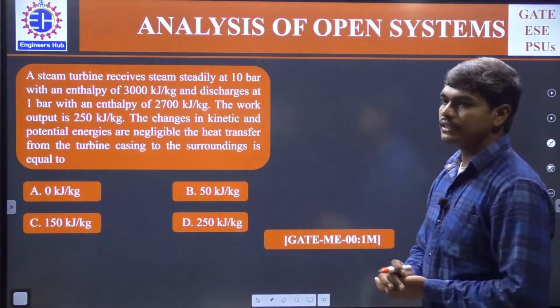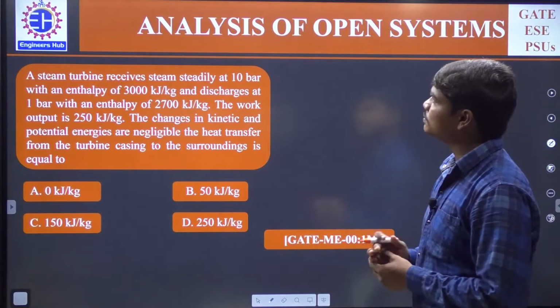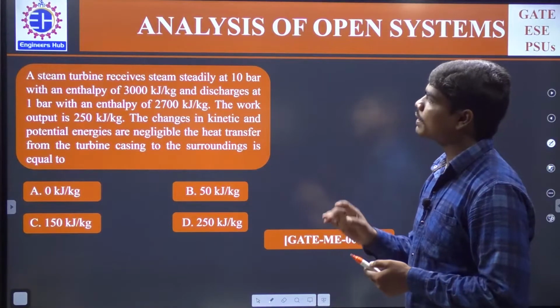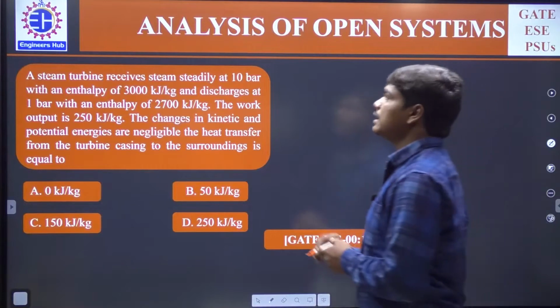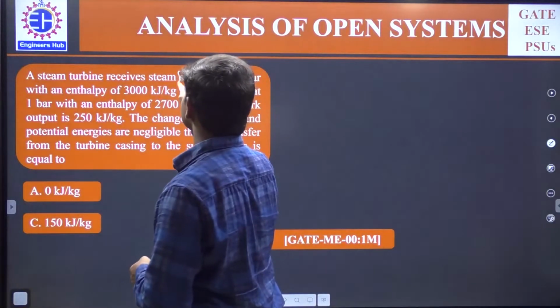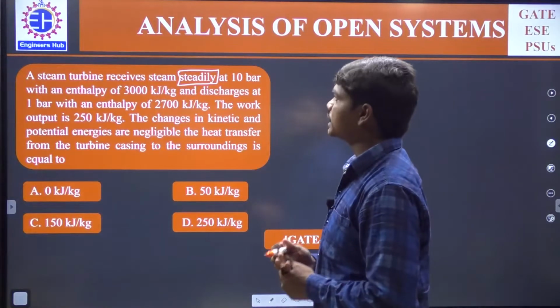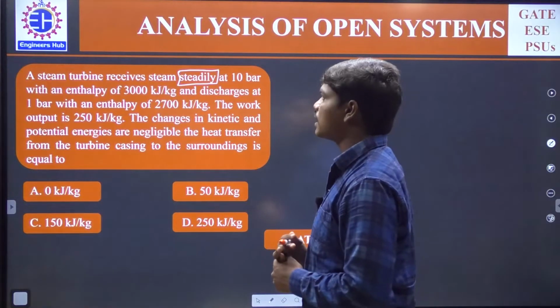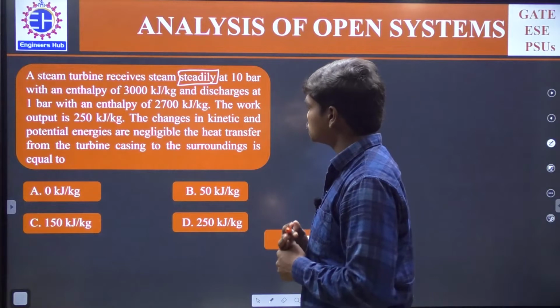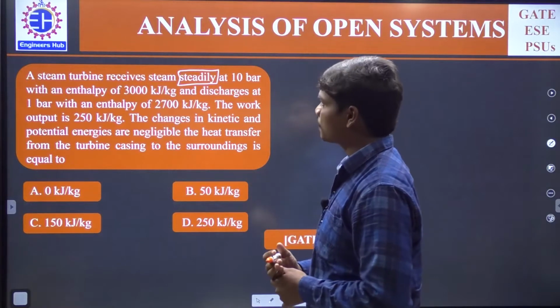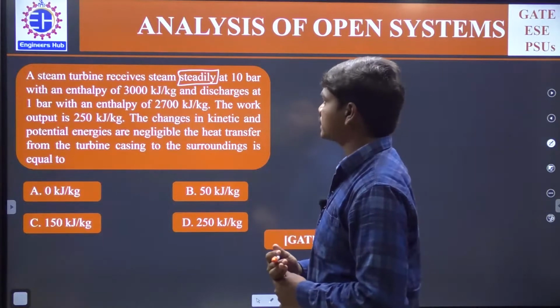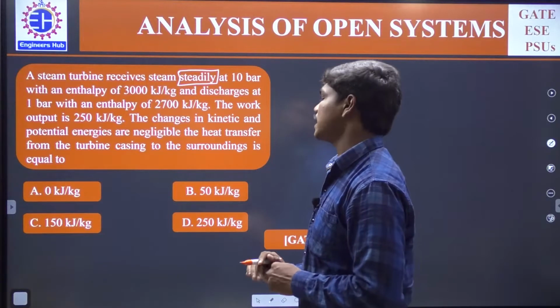Read carefully. A steam turbine receives steam steadily at 10 bar with an enthalpy of 3000 kilojoule per kg. Here, they mentioned one word, steadily. It discharges at 1 bar with an enthalpy of 2700 kilojoules per kg. The work output is 250 kilojoules per kg. Changes in kinetic and potential energies are negligible.